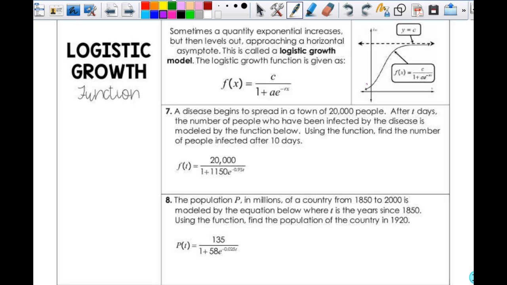So if you look at this question here, it says a disease begins to spread in a town of 20,000 people. After T days, the number of people that have been infected by this disease is modeled by the function below. Using the function, find the number of people.